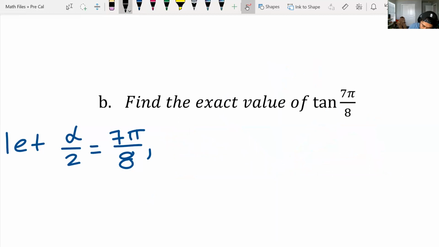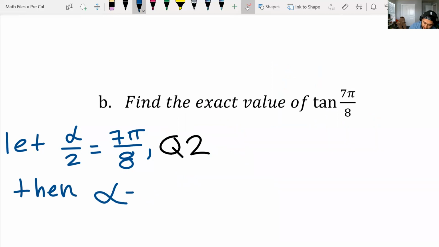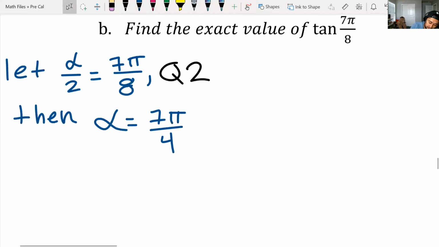So this means we are in quadrant 2. Okay. Then solve for alpha. Multiply by 2. This means alpha would be 7 pi over 4. Okay, 7 pi over 4. Perfect.